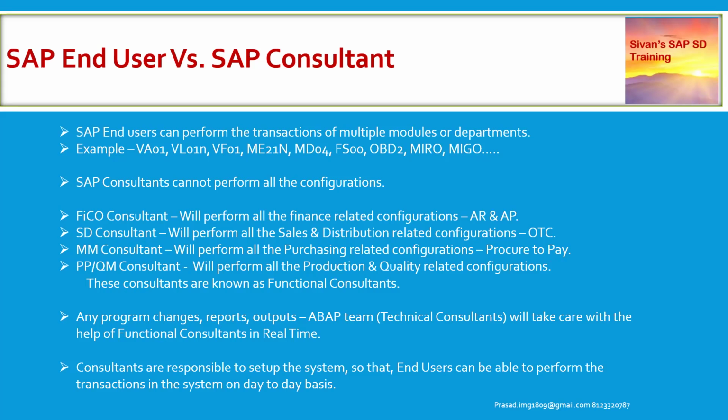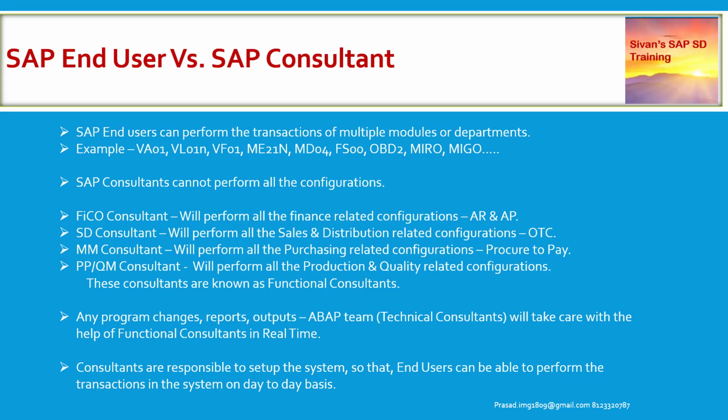SAP end users can perform the transactions of multiple modules or multiple departments at a time. They can directly create a sales order, delivery, billing, and also a purchase order, and use the MD04 transaction, FS00, OBD2, MIRO, and MIGO transactions. That means they will have access to all the modules' transactional data. They can use all the modules and also generate the reports they have access to. Whereas SAP consultants cannot perform all the configurations.